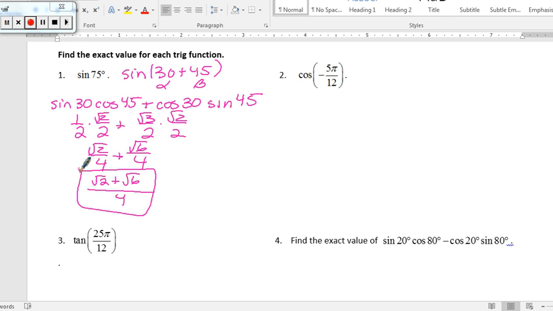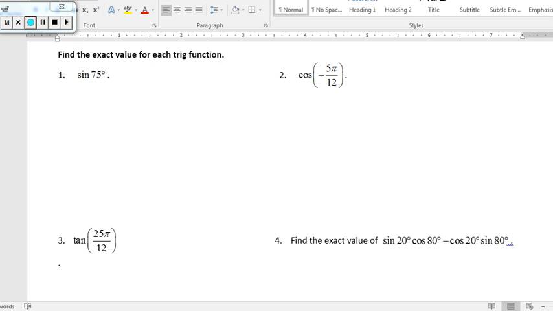Okay, moving on to cosine of negative 5 pi over 12. Remember, for cosine, the negative will be absorbed. So we also could be looking for the cosine of positive 5 pi over 12.